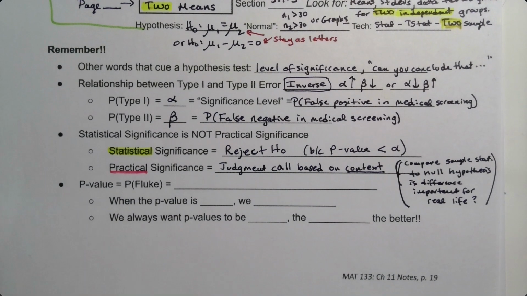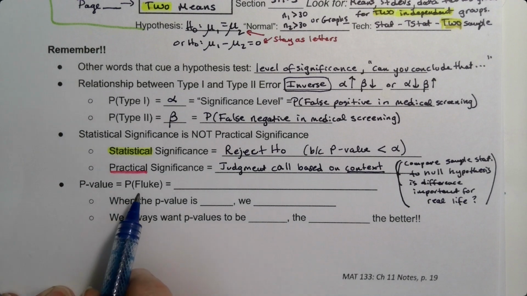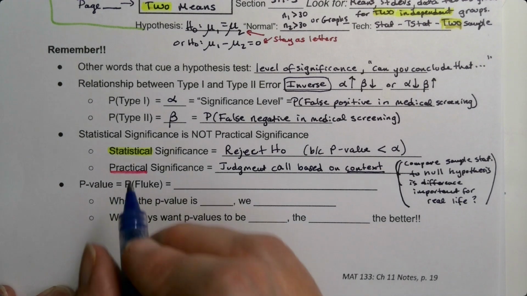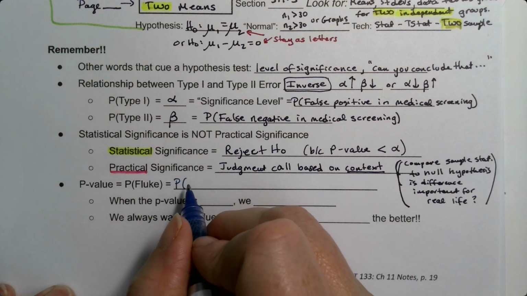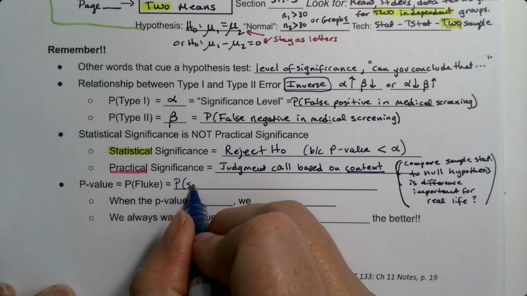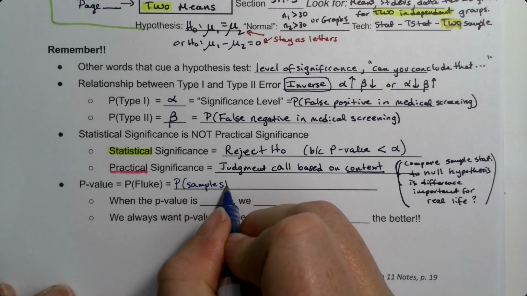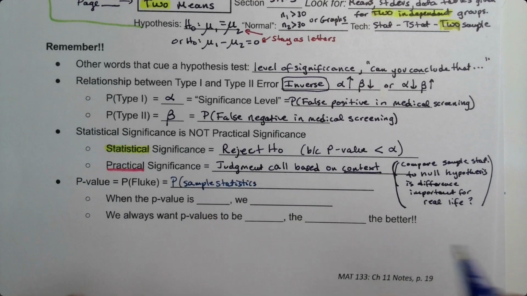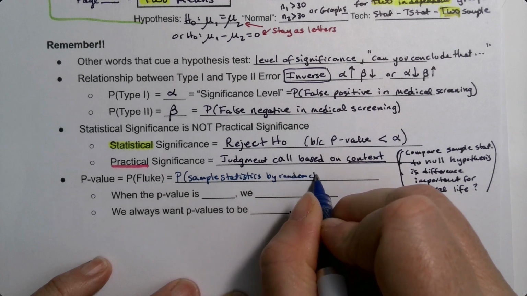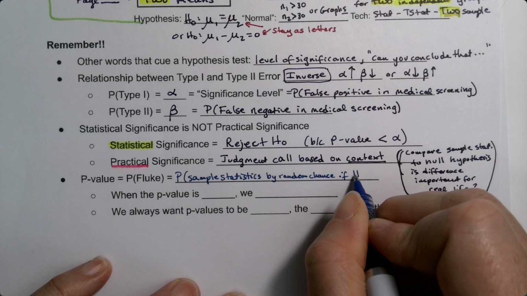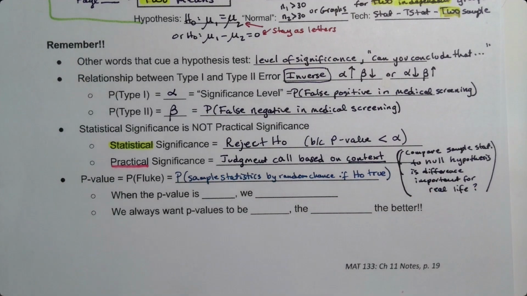All right, now a few more things about p-value, since p-value is very, very important. So p-value is the probability of a fluke. But what's a fluke? It's the probability of getting the sample statistics that we got by random chance if the null hypothesis was true. Right? So what were the chances of getting what you got? If the null hypothesis was true, what were the chances of getting the result that we got?